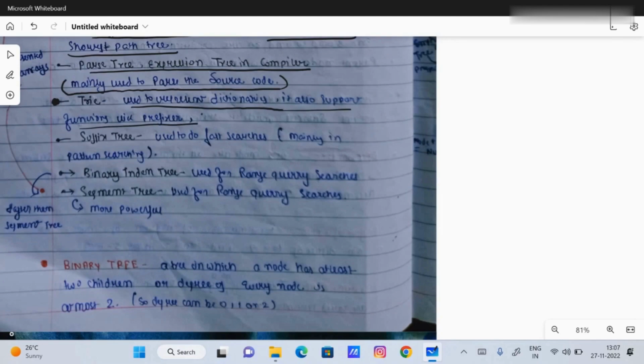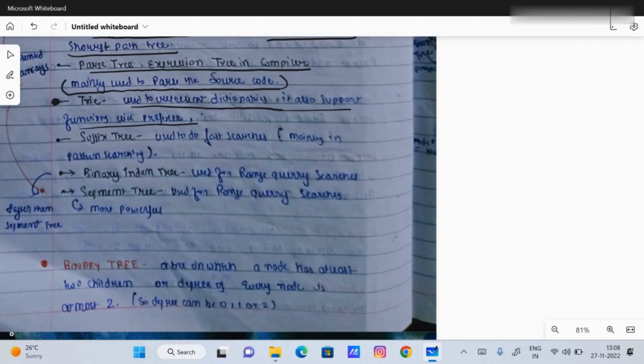Like in various programming languages, we already have the Standard Template Library, STL. So a trie is used to represent dictionaries and also supports functions like prefix search. And a trie is mainly a part of the tree data structure. Know that much only. Okay.